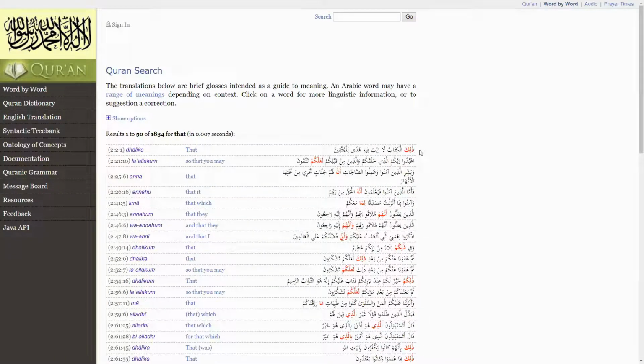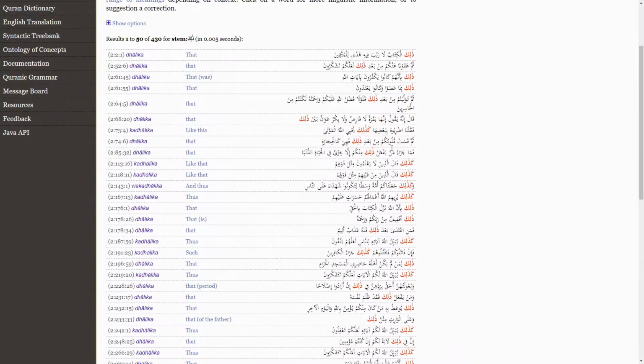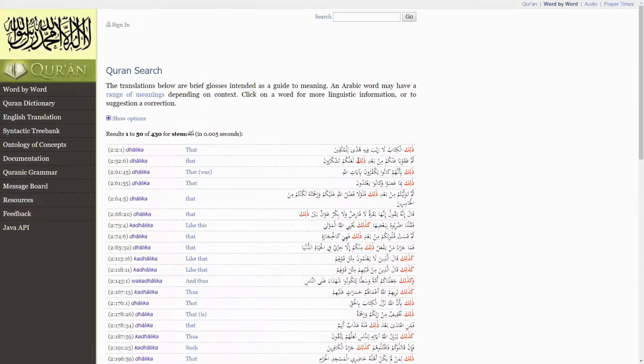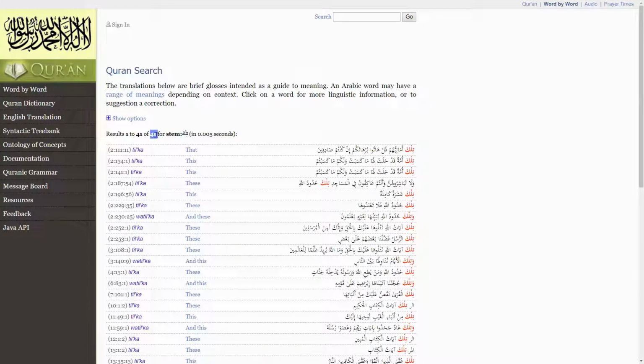That is zalika. Zalika is obviously used for aqil plural, right? Because kadalika is also used. Dalika, that. Now, if I search for these, we'll get tilka also. Tilka, we had 24 times or something, hadihi. Let's see tilka. 41 times again, this also.